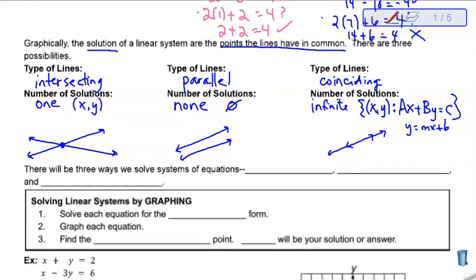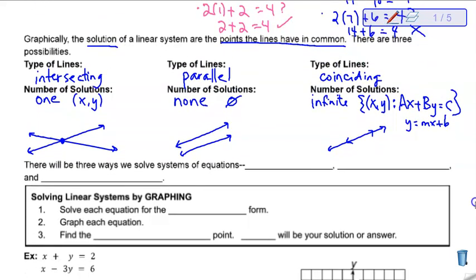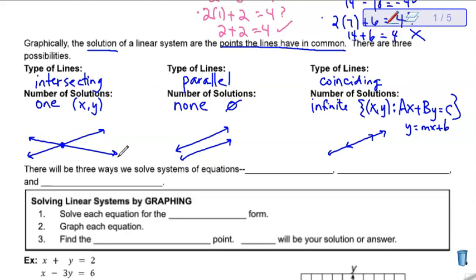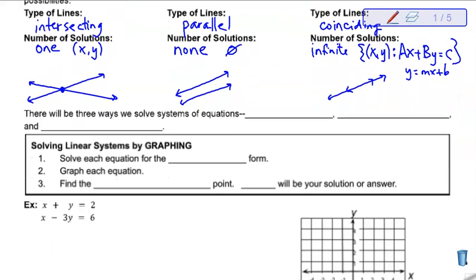Alright, so those last two are special cases. Most of the time, we are going to be looking at those that are intersecting when we're solving our systems. Alright, so what are those three ways? The board was frozen a minute. We are going to do it by graphing. We are going to solve a system by what we refer to as substitution.